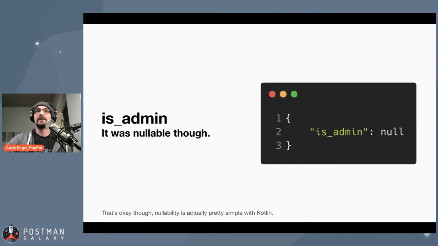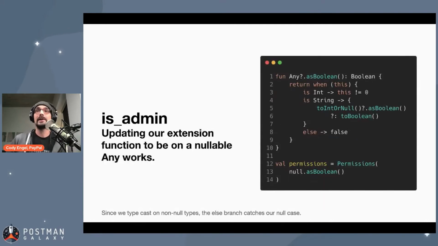All right, so the last example is the permissions could also return null. It wouldn't return null for a permission that was already existing, but if we were adding a new permission and that permission hadn't been seeded yet, it would return null. And so this actually was really simple to integrate. So all we had to do is on line 1, we modified the extension function being on a non-null any to be on a nullable any.